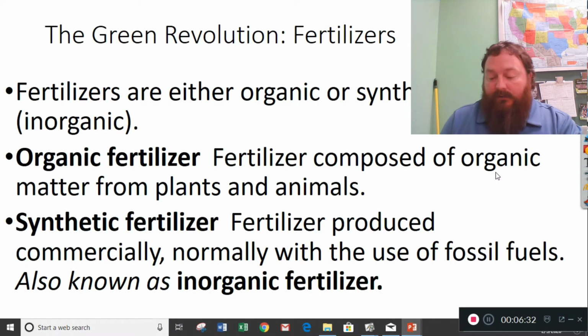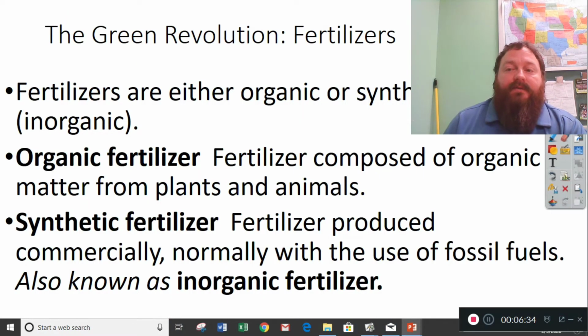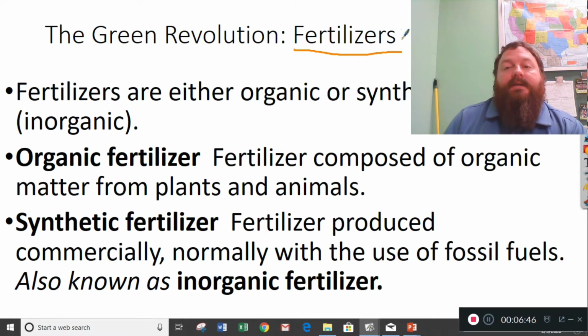Right. So our next part of the green revolution. So far, we've talked about using alternative farming practices. We talked about mechanization. We talked about irrigation. Now we're going to get into our use of fertilizers. When we started into the green revolution, this was our first use of synthetic fertilizer. We've been using fertilizers for ages, the main one being manure. That's our organic fertilizer.